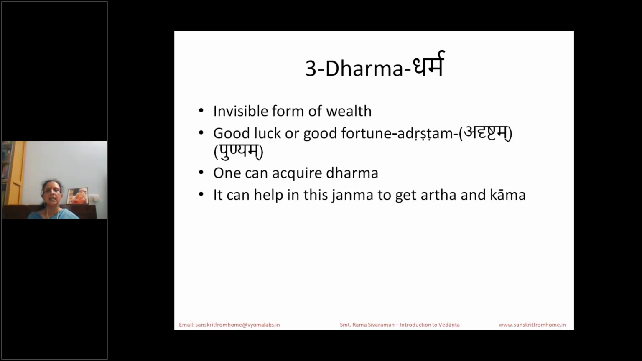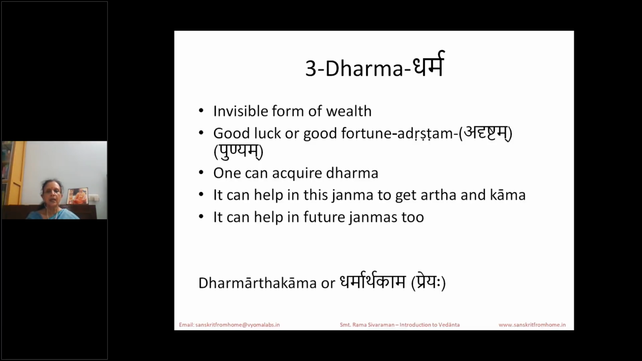Right? So dharma is something that can help you do better in this janma, and it can help you get artha, kama, etc. It can also help you acquire punya, which can help you in this janma as well as the future janmas. So that is the third Purushartha. And so the first three Purusharthas, Dharma, Artha and Kama, are very commonly referred to as Preyas in the Vedantic terms, right? So it will be useful for us to remember Preyas, which refers to Dharma, Artha, Kama, right?